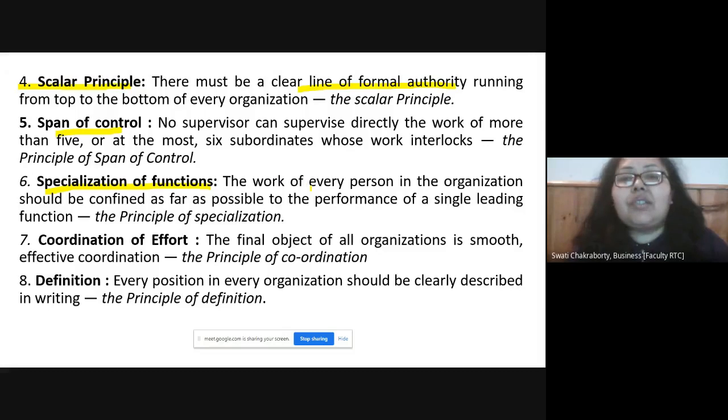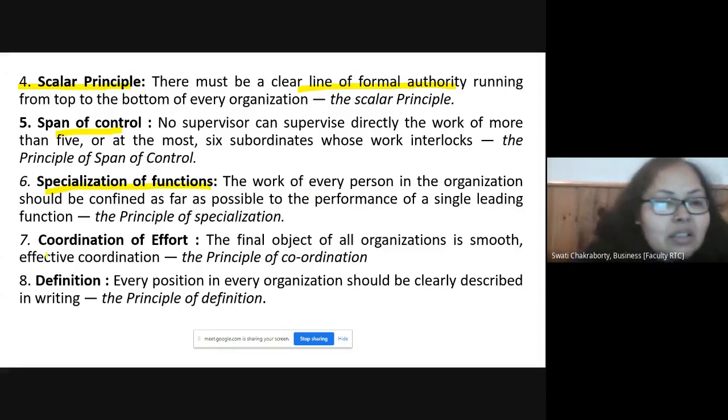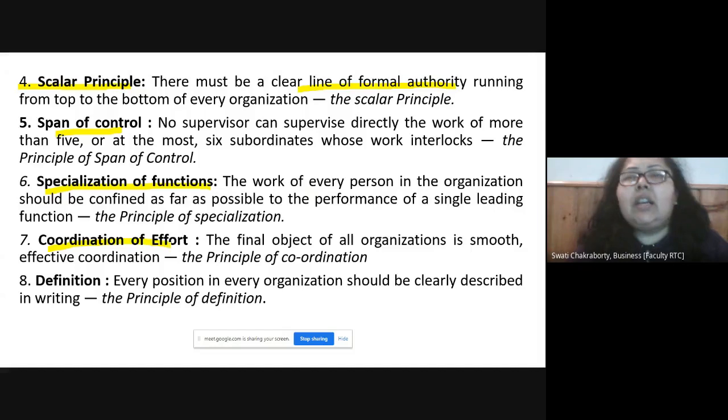Specialization of functions, that's where we talk of skills. A person based on their skills should be put into a specific department. Say if you're doing finance, your major is finance, you should be working in the finance department. If your specialization is marketing, you should be working in the marketing or sales department. Coordination of effort, that's the next one. Coordination has to be there, coordination amongst departments, coordination across departments.